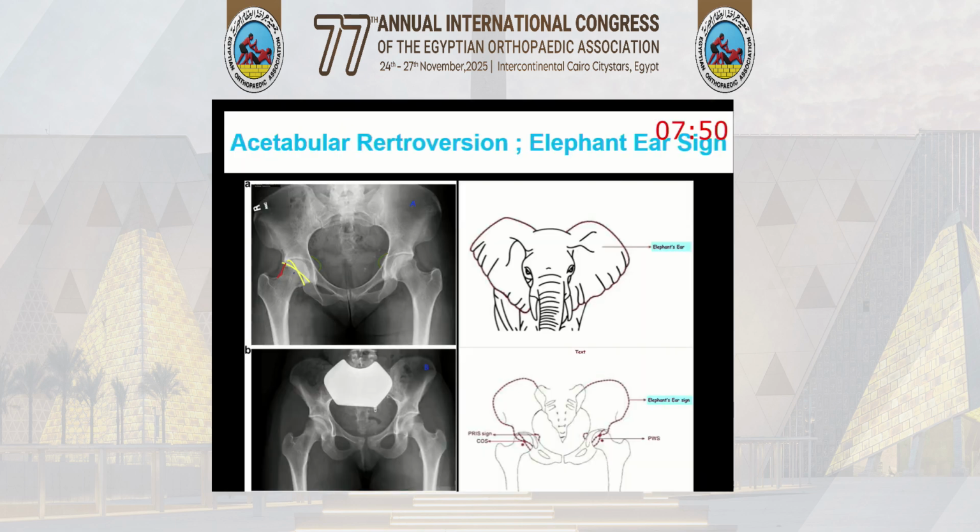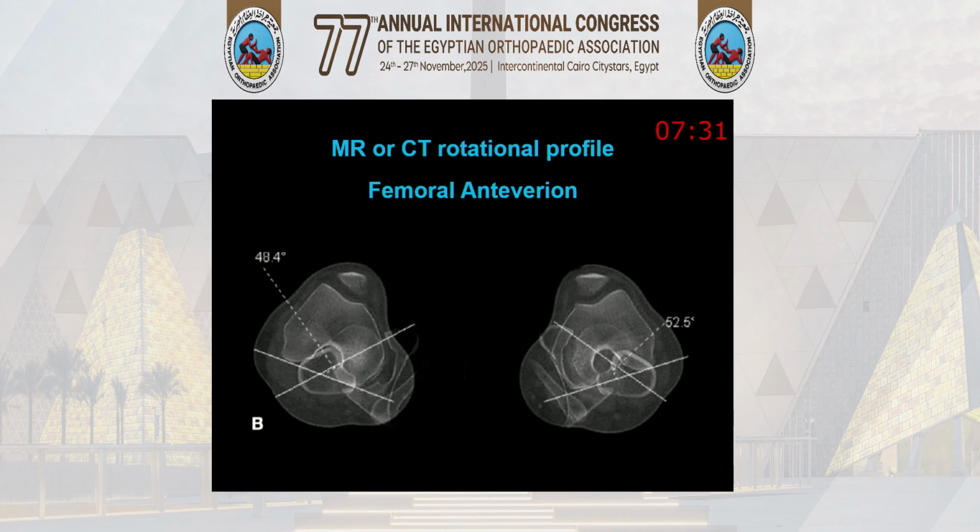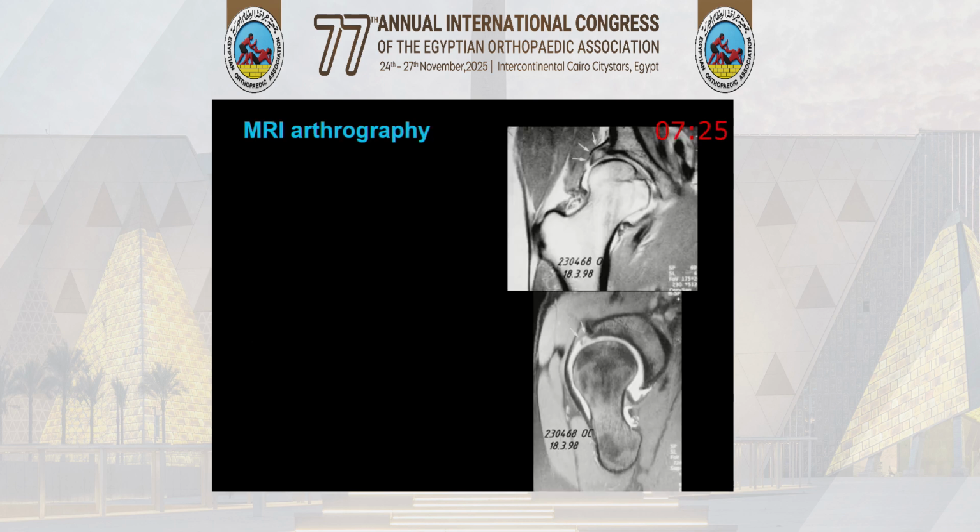A newly described sign for acetabular retroversion is called the elephant ear sign in acetabular retroversion, and this is the shape compared to the normal acetabulum. Don't forget to measure the neck shaft angle, sometimes increased, especially in cases with residual CDH, normally up to 140. Also, if you suspect anteversion, you need either MR or CT rotation profile for the femoral anteversion.